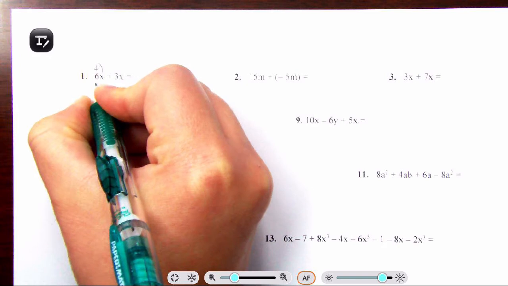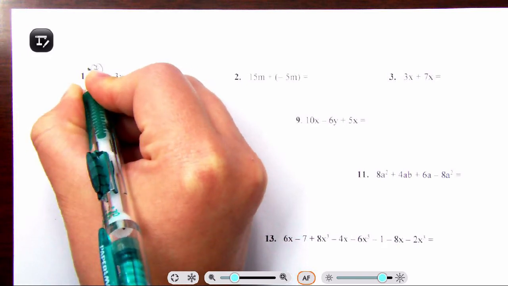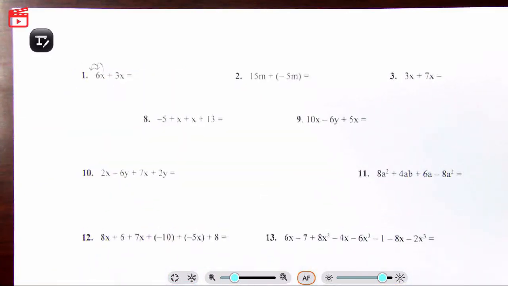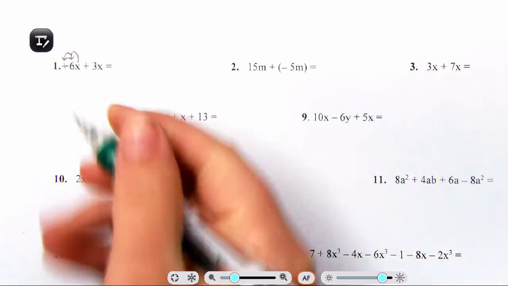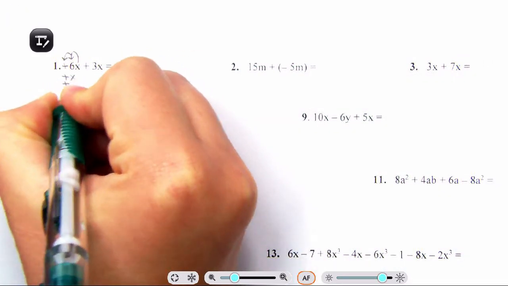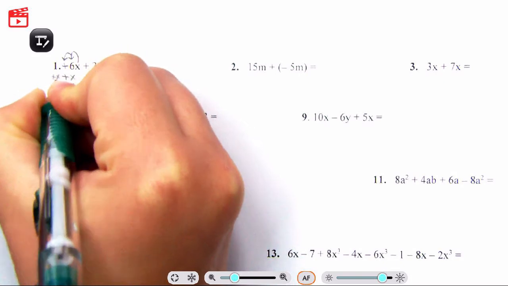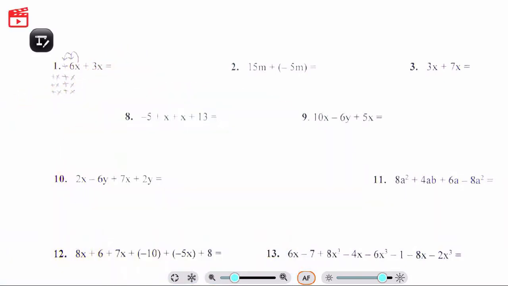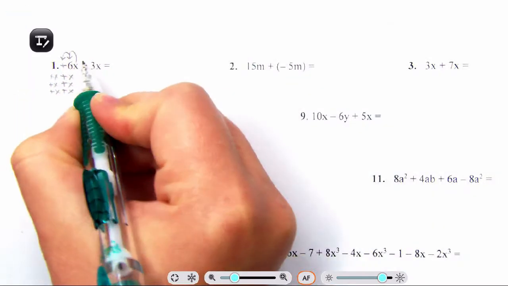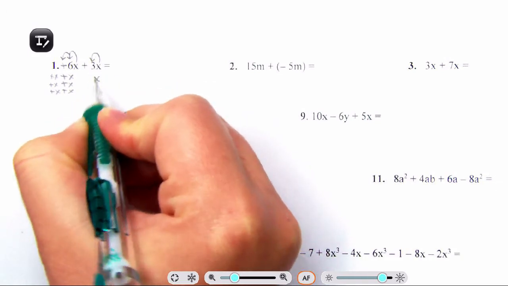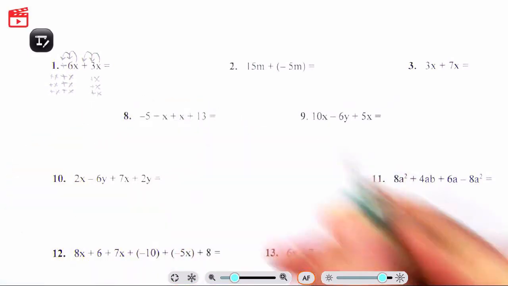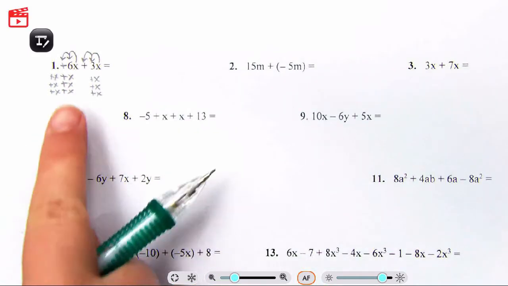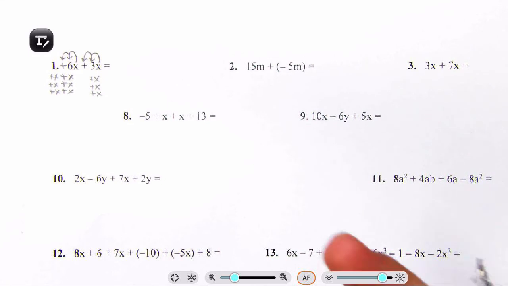So I have 6 x's, and what's my sign? You want to know what the sign is of your expression and your term. In this case, this term is a plus, so I'm going to have 6 pluses, and I have 3 x's that are also plus. Now, when you're doing this, you're looking for like terms. You're looking for the same symbol. If they have the same symbol, you can combine them.